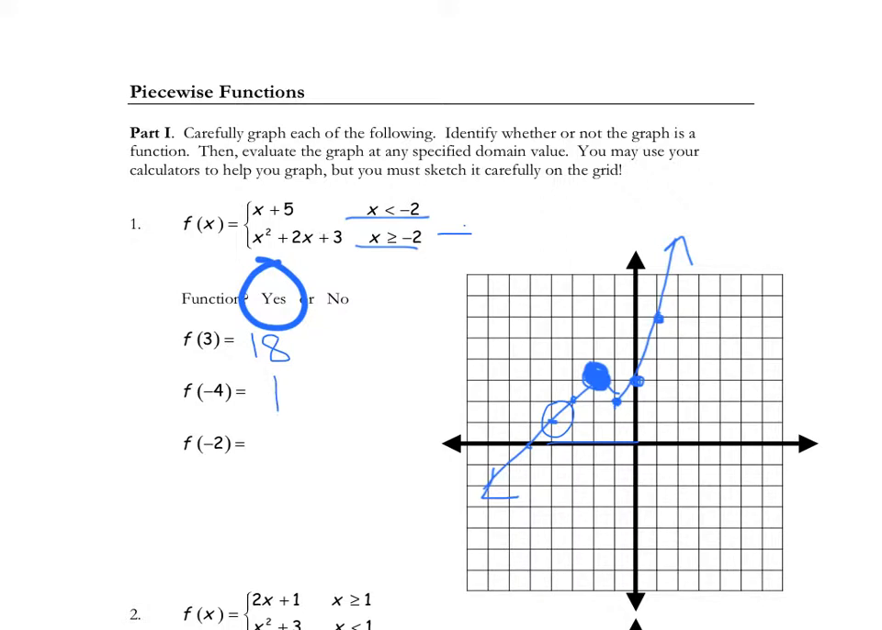I could also plug that into the first piece because -4 is less than -2. -4 plus 5 is 1, so I've done it both ways. The third one, f of -2, I could use my graph and I could go over two spots, and I notice that my output is 3. So that's using my graph. Or if I wanted to use the piece of my function and plug it in, I would plug it into the second piece because the restriction there is x is greater than or equal to -2. Again, -2 squared plus 2 times -2 plus 3 is 3.